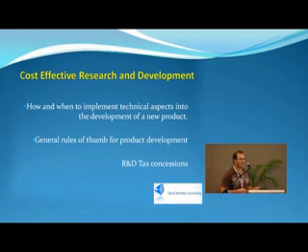So there's three main topics I want to go through today. First of all, how and when to actually implement the technical aspects of the development of a particular product. So that's the first thing. Second thing is just to go through some basic rules of thumb in terms of how to actually develop a product. And the third thing, of course, which is mainly for Australian-based companies, is the initiatives that have been put forward in terms of R&D tax concessions and where you can actually get tax credits for some of the R&D things that you do in your business.